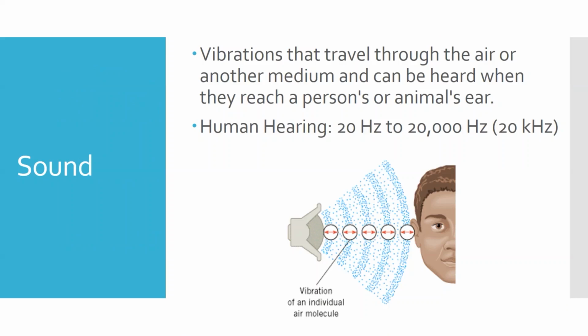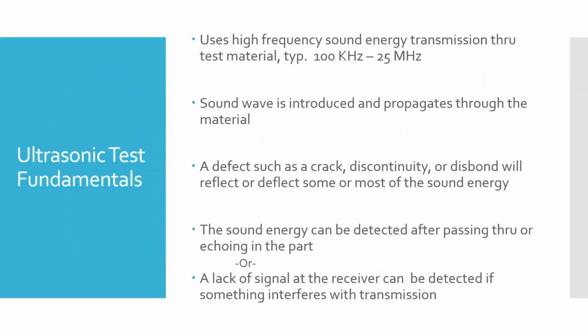We're not doing anything with ultrasound testing where we have to be able to hear it. We're going to use instruments to do that. But what ultrasonic essentially means is we're going to be operating most of the time above that 20,000 hertz range. So in ultrasonic testing, we're typically running somewhere in the 100 kilohertz, 100,000 hertz, to 25 megahertz range, or 25 million cycles per second.